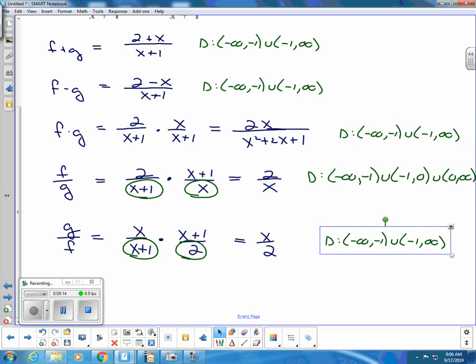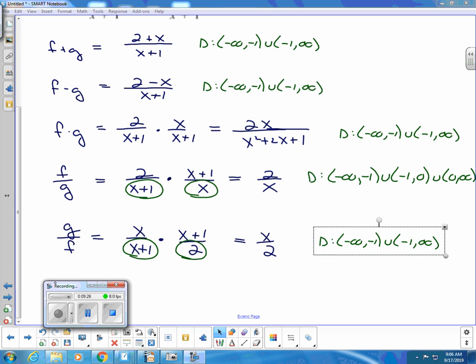So take your time on those. Think about what's in the denominator. Is there something new in the denominator when I flip it? The original restrictions are there, and then you're going to flip, and there might be a new one there. And maybe not.